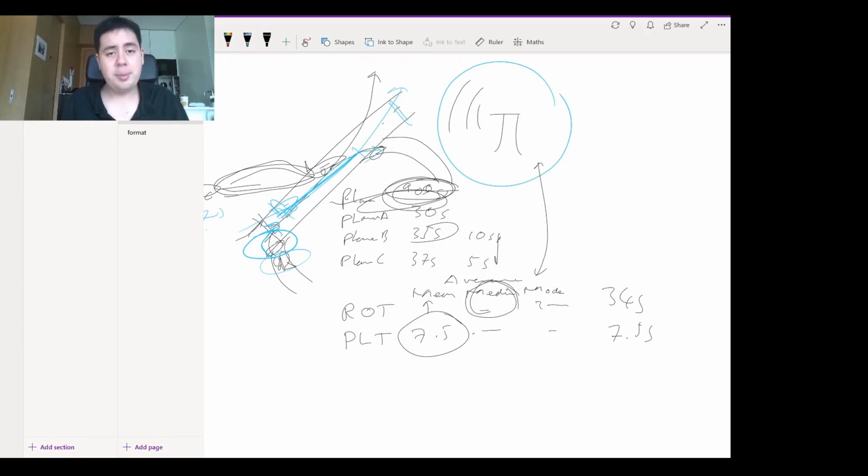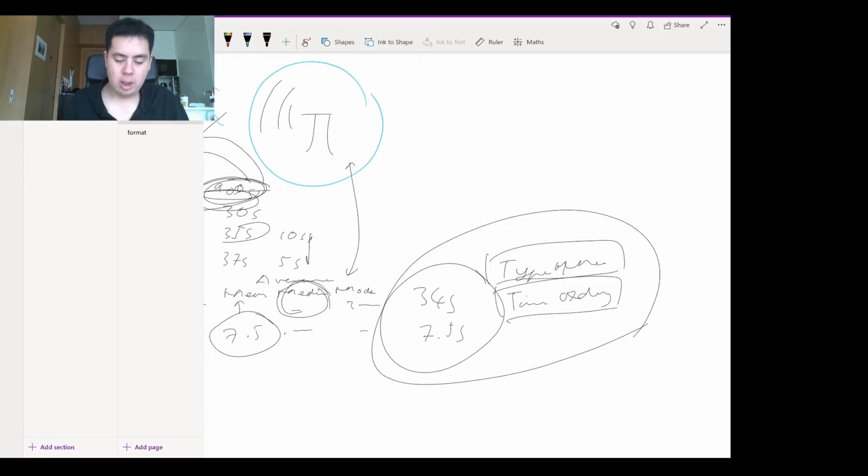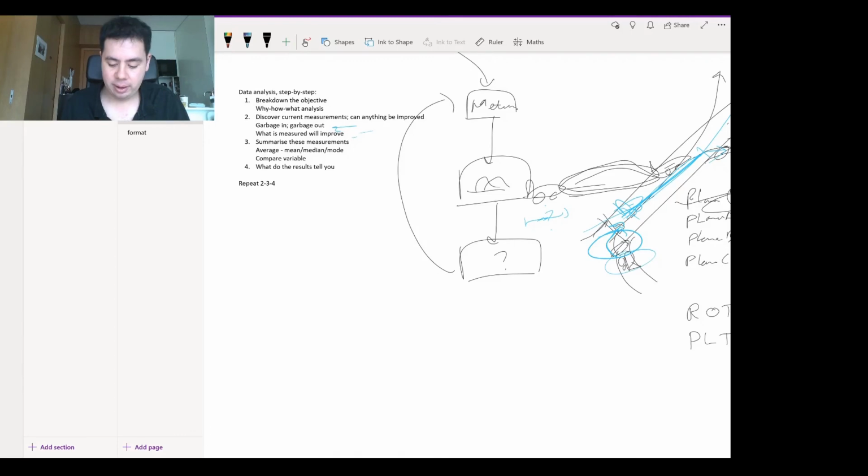Do these numbers change by the time of day? Actually, they're the most common ones I can think of. So the two most common ones I can think of for these metrics is to see whether our measurements change by the type of aircraft or change by the time of day. So that's how we can compare the variables. Once we've come up with some summary function for our metrics, we can look at how to compare these variables.